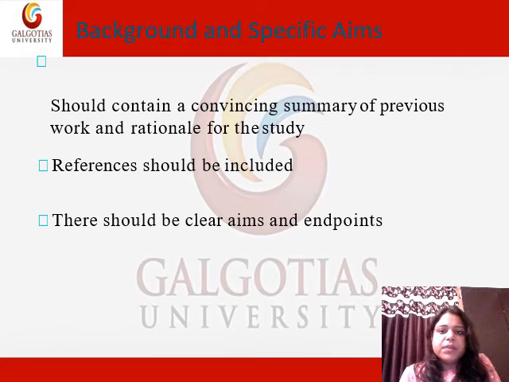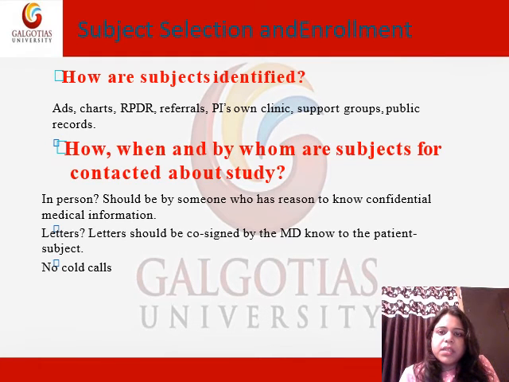Background and specific aims should contain a convincing summary of the previous work and the rationale for the study. References should be included. There should be clear aims and endpoints. Subject selection and enrollment: how are subjects identified? Options include chart, RPDR, referral, PI's own clinic, support group, and public records.